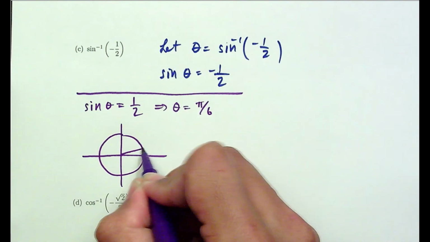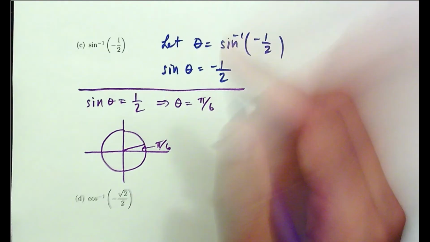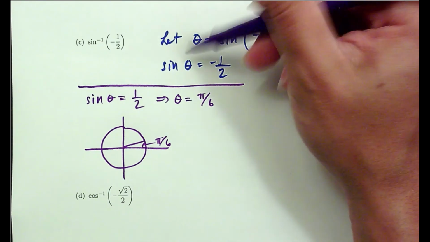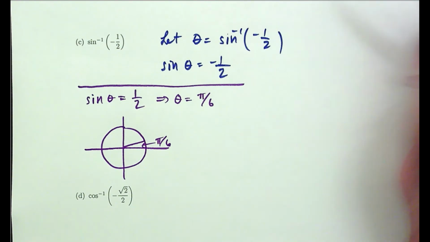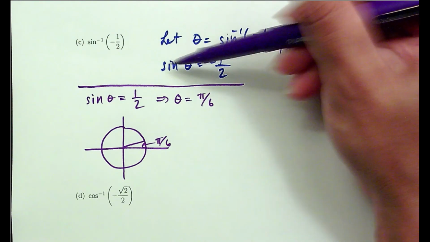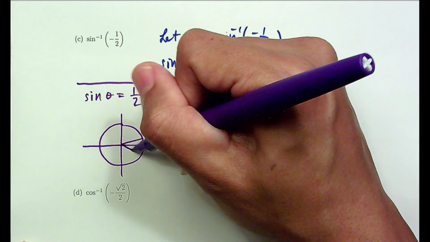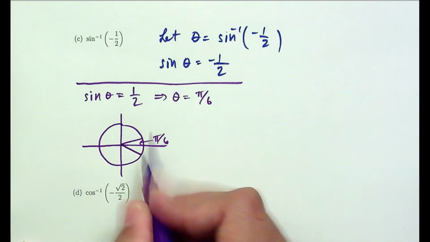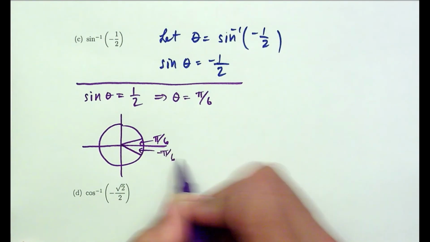So pi over 6. Sine of pi over 6 equals a half. We're looking, though, for an angle whose sine is negative a half. Because we're talking about the sine, the sine is the y-coordinate. So we want an angle whose sine, or whose y-coordinate, is negative. So that would be this one right here. I want the y-coordinate to be negative. So this is the angle that I want. And that angle is negative pi over 6.